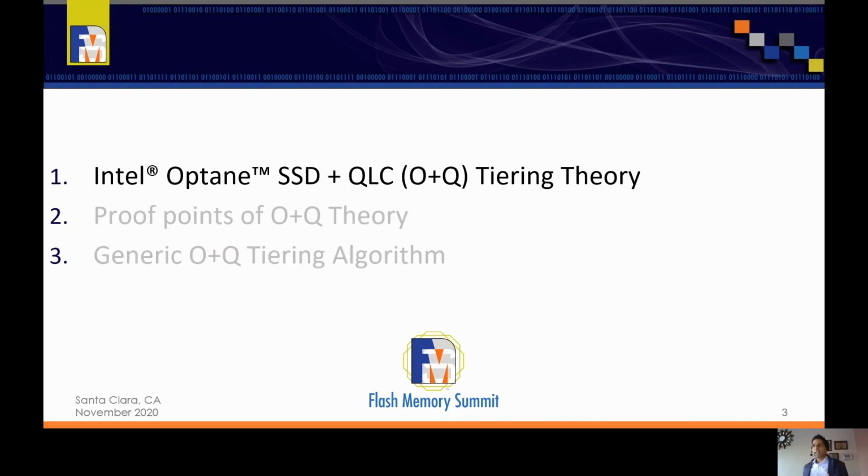As far as the organization of this presentation, we have three parts. In part one, I will get into the theory. Then in part two, Michal Wysochansky will apply this theory to three popular databases, RogueDB, MongoDB, and MySQL as proof points. Last, Mariusz Barczak will conclude by getting into our generic tiering algorithm that, without knowing what database or workload is running on top, can automatically classify and tier across Optane and QLC.